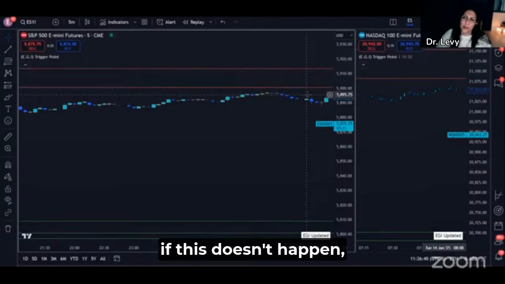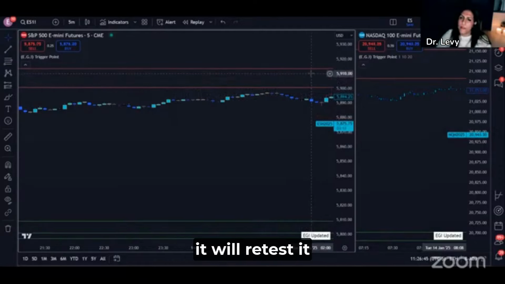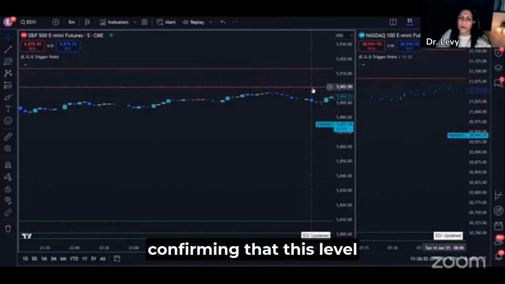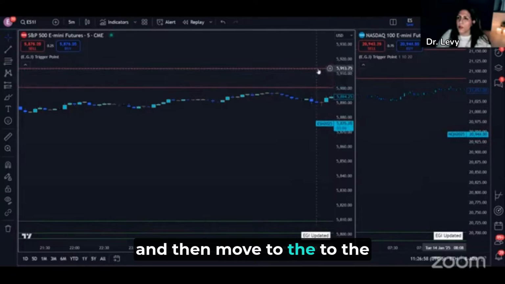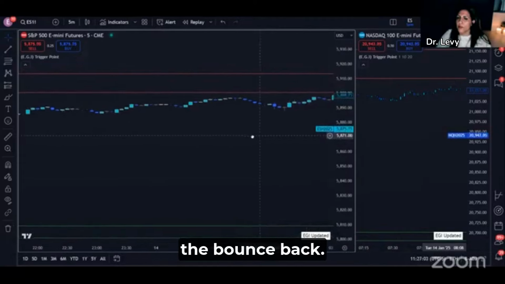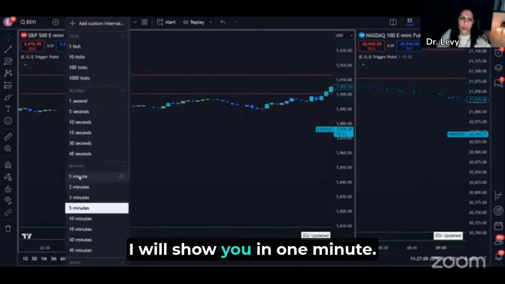Additionally, if this doesn't happen, we expect that after it breaks this level, it will retest it, confirming that this level is a support level, and then move to the upside. This is resistance, and we expect the bounce back. So what happened here? I will show you in 1 minute.